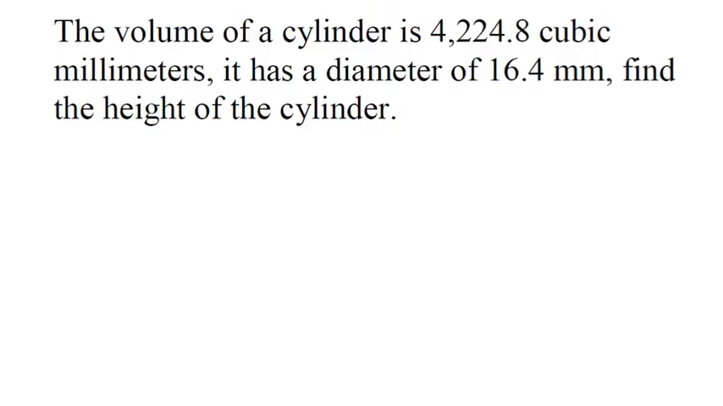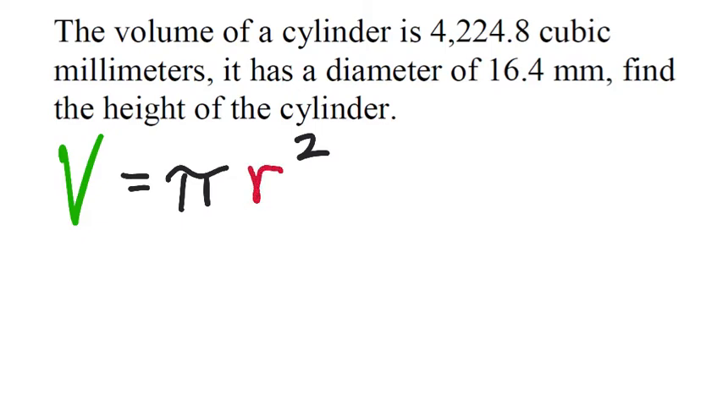The volume of a cylinder is 4,224.8 cubic millimeters. It has a diameter of 16.4 millimeters. Find the height of the cylinder. So again, we're looking at a cylinder here, so we need the volume formula for a cylinder, which is pi times the radius to the power of 2 times the height. And yeah, this one we're solving for the height in this one. So we should be able to use direct principles of equality, okay?